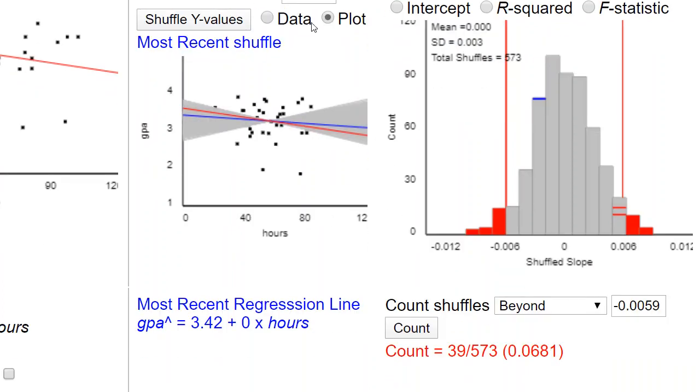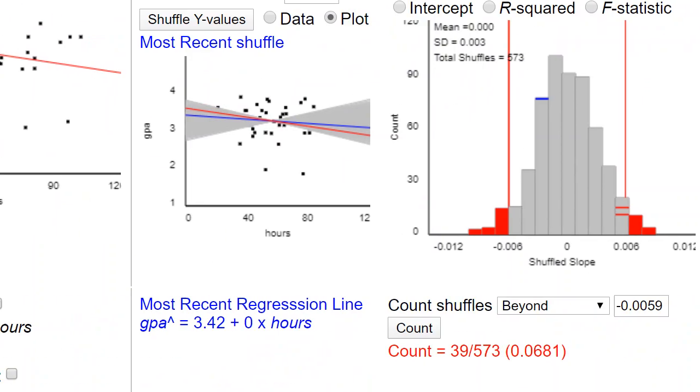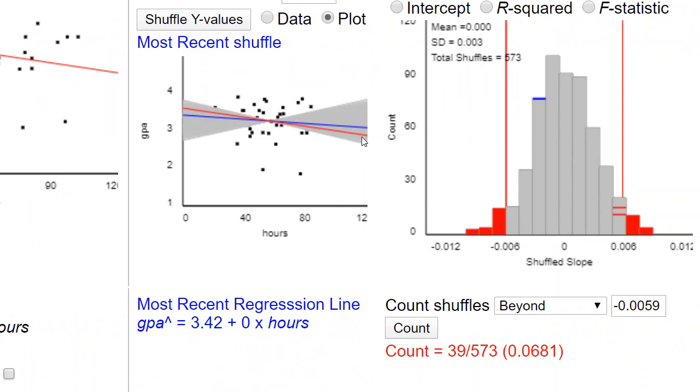There could be a relationship, and there probably is one, but this is not strong enough evidence. We need a bigger sample size. We had 42, which is pretty good sample size, but it is possible that you could get something as extreme or more extreme than that by random chance. So the p-value is 0.0681. That's bigger than 0.05, and therefore we don't have strong evidence that there is a relationship.